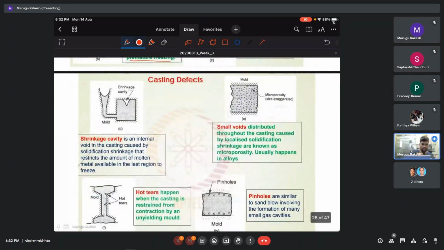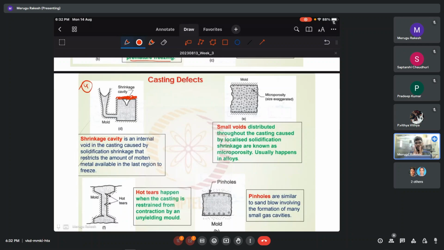So continuing, we have shrinkage cavity. Basically, this will not be the correct way to represent shrinkage cavity. This will be the correct one. If you take a cylinder and cover all the lateral surface area and the bottom surface area, the solidification starts from the surfaces and the bottom.